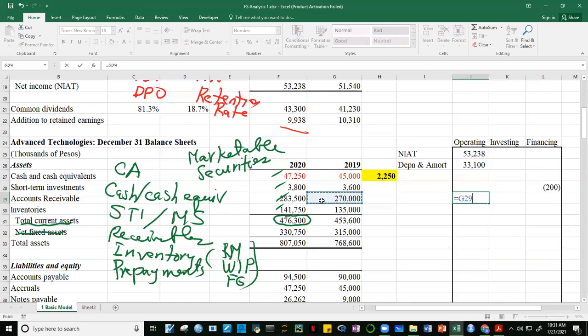Sir, is it use of cash ba? Sino to? This is Marco, sir. Marco! Grabe ka, Marco. Bakit Marco use of cash? Akala ko source of cash yan. Because, sir, it's negative when you put it in. Bakit? Bakit use of cash?